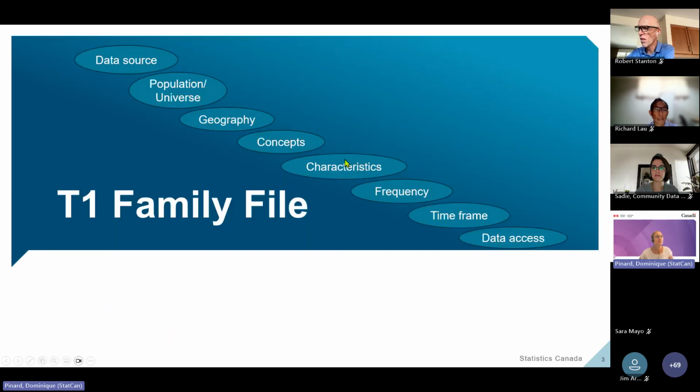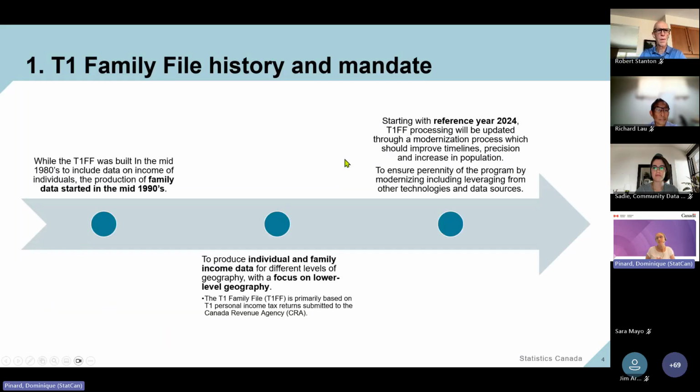So the mandate of the T1 family file is currently to release income data at the individual and family level for several geographies, with a focus on the lower level of geography. So this is really a strength of the T1 family file, and I will go over that a little later in the presentation, as I mentioned earlier.